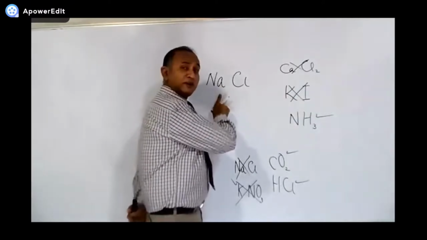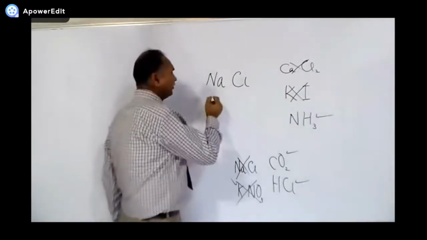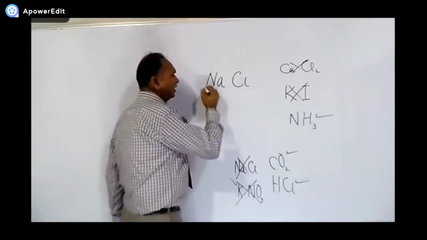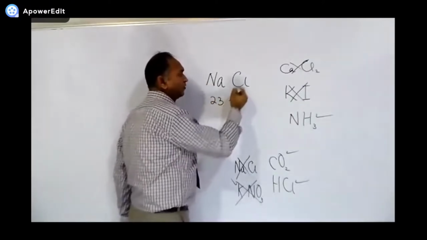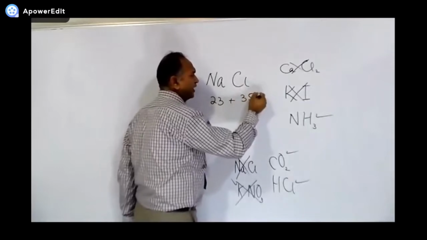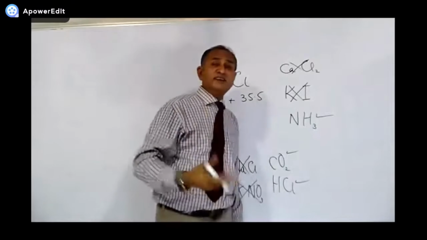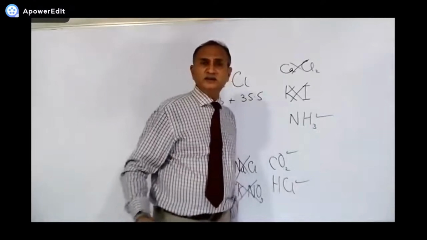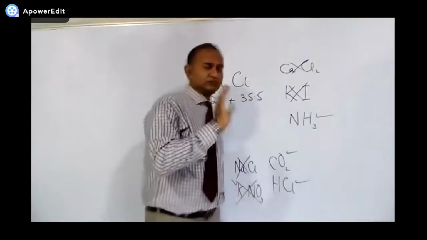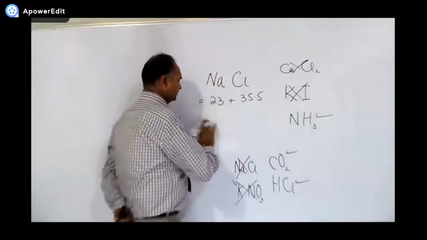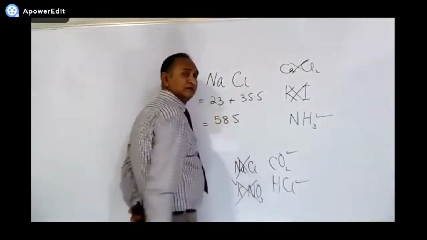If it's not a molecular compound, suppose we find its mass. What is the mass of sodium? 23 into 1. What is the mass of chlorine? 35.5. I'm talking to those who have practiced these masses during the weekend. If you didn't, you won't be able to understand it. Simple. Adding these two, 58.5.